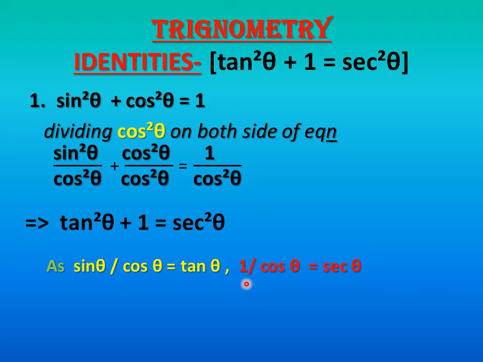And also we get 1 upon cos theta is equal to sec theta. So from here, if we put sine square theta upon cos square theta, we can say tan square theta, since sine theta upon cos theta is tan theta. And here the terms get cancelled out, and so we get 1. And here 1 upon cos square theta. Sec theta is what? The reciprocal of cos theta. So 1 upon cos square theta will be equal to sec square theta. From here we have proved the second identity.